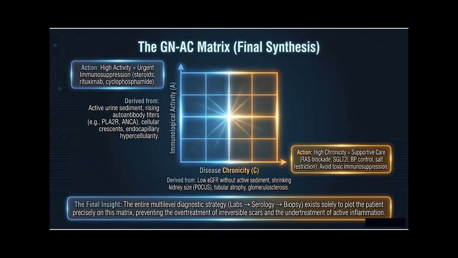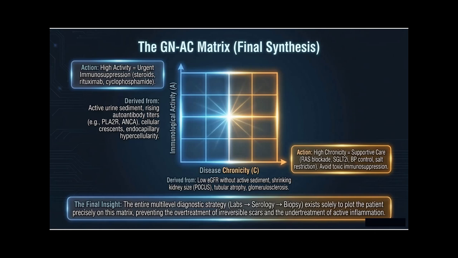Now, this matrix will help you very clearly. This is called the glomerulonephritis AC matrix. See, on the x-axis, you have the chronicity. On the y-axis, the immunological injury. So, if the immunological injury is more and the disease is less chronic or acute, then you are in the immunotherapy zone. Whereas the other way around, disease has moved into chronicity, not much immunological activity.